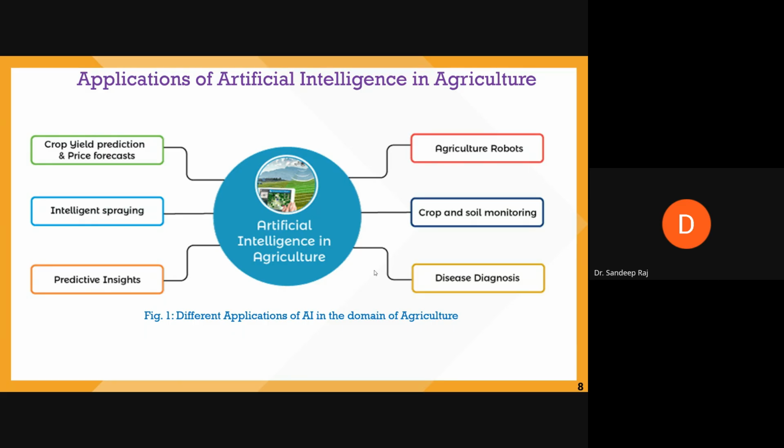We can have different predictive insights, for example if some kind of flood can happen, like in our city, where I was earlier, in Bhagalpur, it was expected that every 3 to 4 years there can be a flood situation. So agricultural robots can be deployed. Soil and crop monitoring can be done again using the sensors and robots.